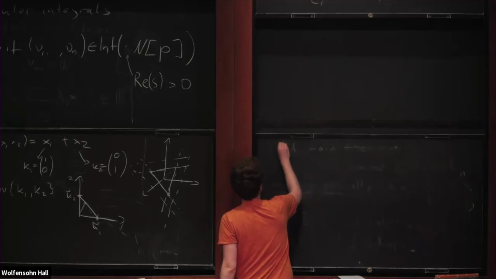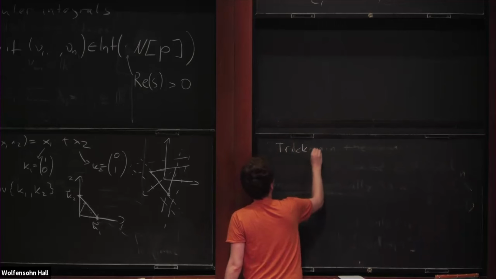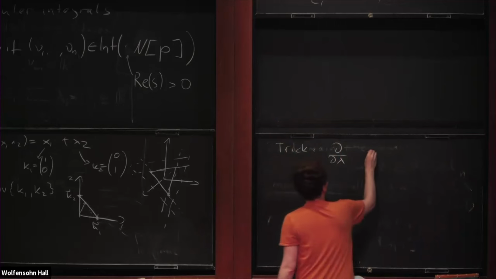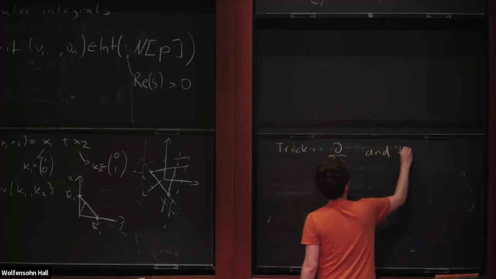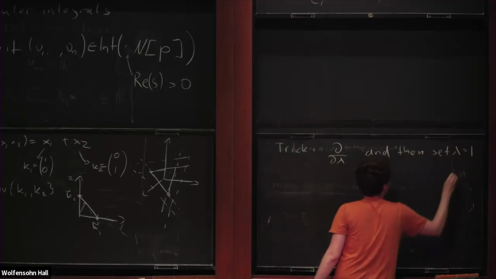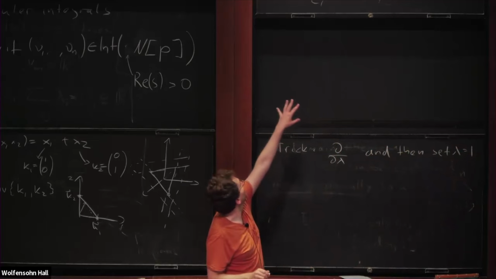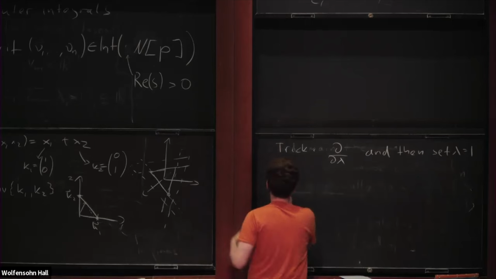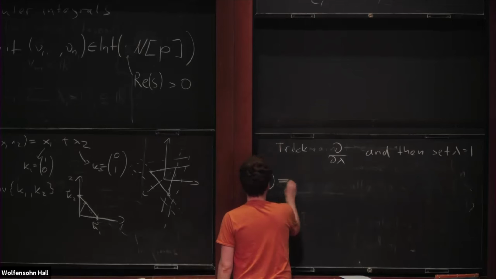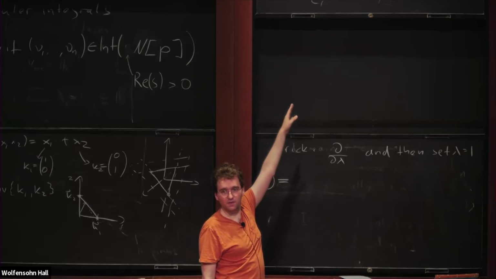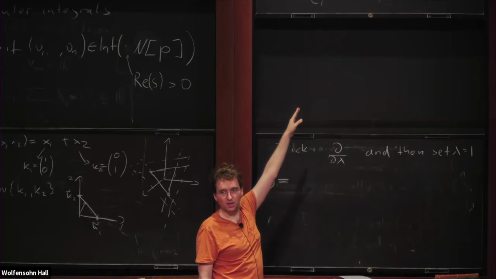So the trick: take the derivative with respect to lambda, and then set lambda to 1. If you take the derivative on both sides of this equation, on the left-hand side we just get a 0. So this is pretty trivial. So we find 0. If we hit the right-hand side with a derivative in lambda, then something non-trivial happens.